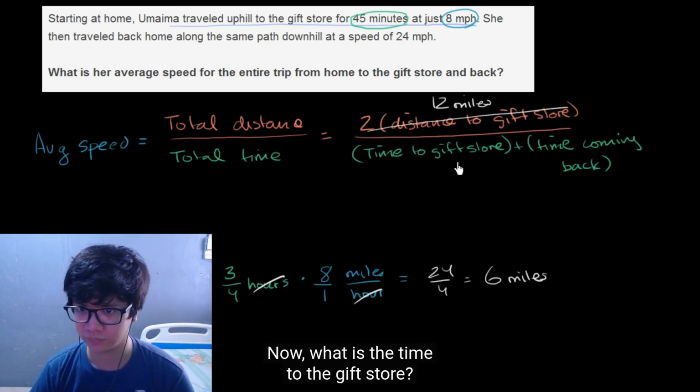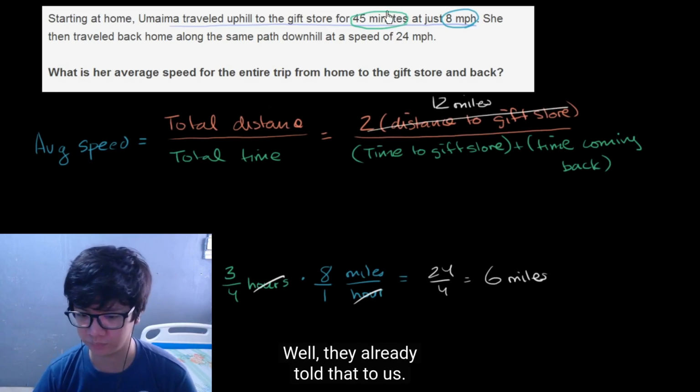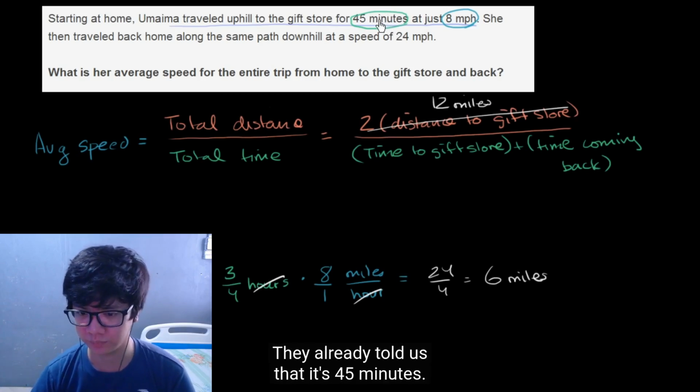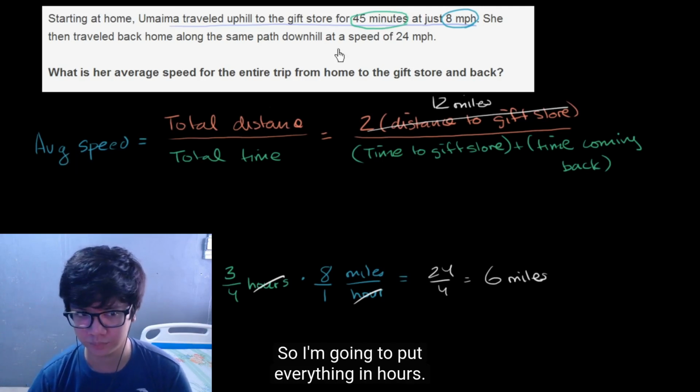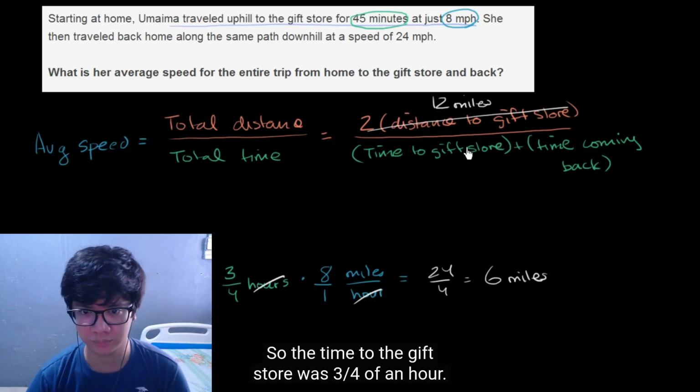Now, what is the time to the gift store? Well, they already told us that it's 45 minutes. Now, I want to put everything in hours. I'm assuming that they want our average speed in hours, so the time to the gift store was 3/4 of an hour.